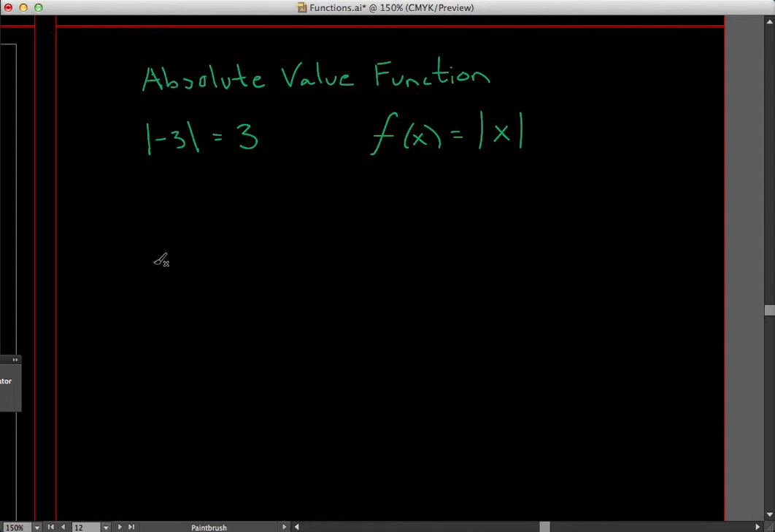So we could draw a table of values. If we were given a series of x values, we could plug in the y values as a result. They would just be the absolute value of the input. The function itself is interesting as a graph because absolute value cannot be negative. The output cannot be negative. So when you graph it, it becomes quite interesting. The function of x, you can actually define it as a piecewise function.